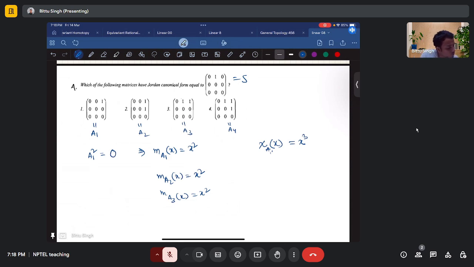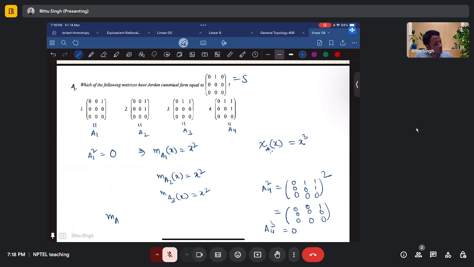So now for A4, we see that A4 square is non-zero actually. Let me calculate what A4 square is for your convenience. Just multiplying twice, it becomes 0 0 0 0 0 0 and then 1 0 0. So actually A4 cube equals 0. So the minimal polynomial of A4 is x cube, right?